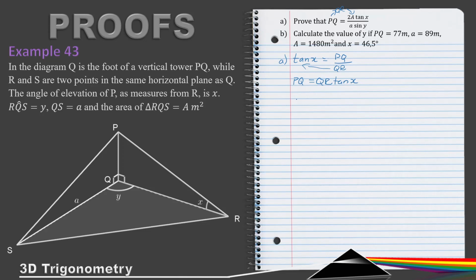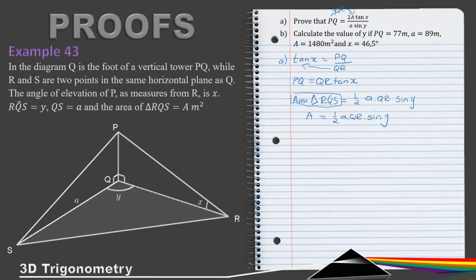So area of triangle RQS is half times A, which is one side, times QR, which is the other side, times sine of Y. Now, we're also given that this area is equal to A. So I'm going to substitute that in. So A is equal to half small a QR sine Y.